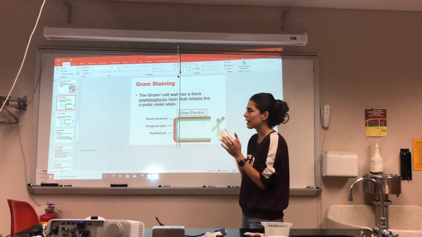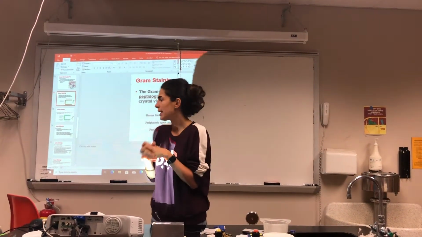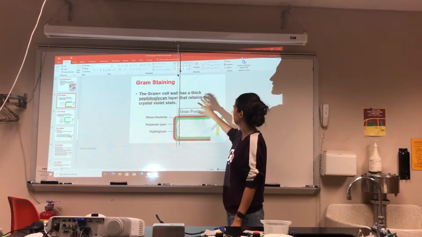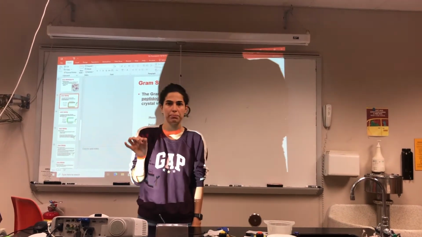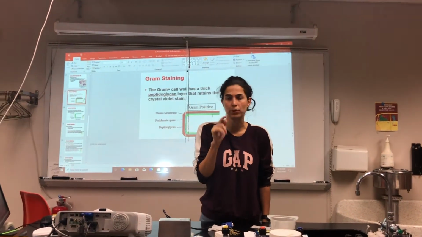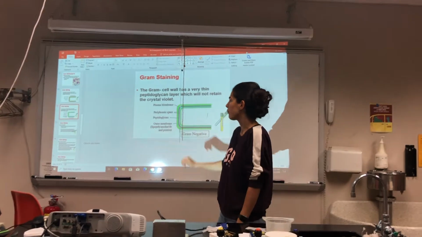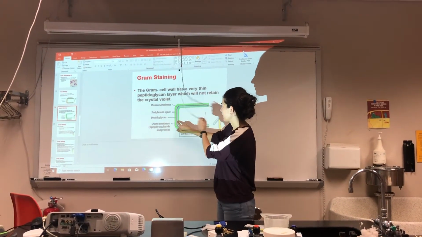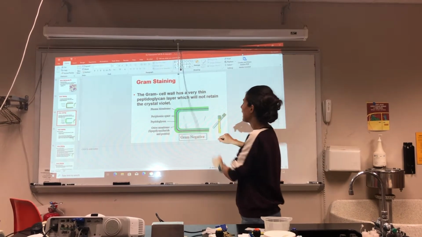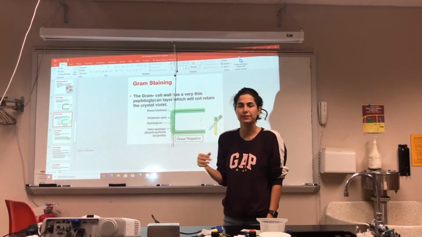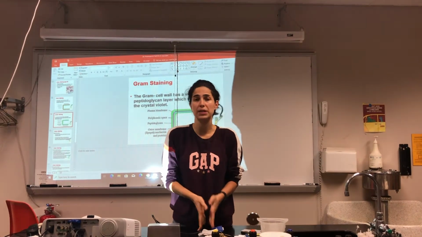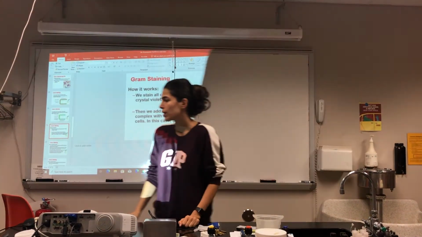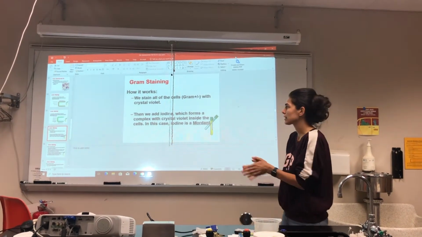The gram-positive cell wall has the thick peptidoglycan layer like this, and it can retain the crystal violet because of this thick peptidoglycan. But the gram-negative wall has a very thin peptidoglycan layer. So as you can see, it's very thin and it cannot retain the crystal violet because of the thin peptidoglycan layer. So how does the gram staining work?